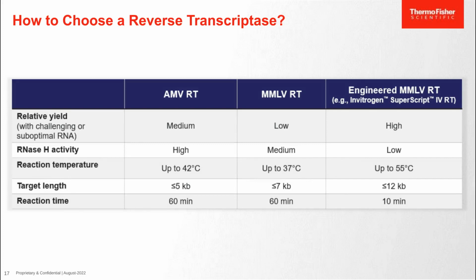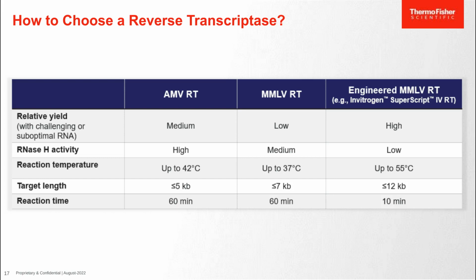So now that we have reviewed all of the different features and considerations of reverse transcriptase enzymes, let's discuss the best way to choose a reverse transcriptase enzyme for any given application. The table displayed here can help with the decision process. There are essentially three different types of reverse transcriptases: AMV, MMLV, and engineered MMLV.